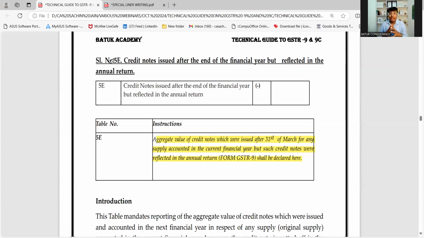Okay. Now, if there will be any credit note issued after the end of financial year, but reflected in the annual return. Suppose any credit note which you have issued after 31st March of the respective financial year. In such a scenario, the same will not be there in the financial statement, but the same is included in the GST for the adjustment of GST figure. In such a situation, there will be a difference between the turnover as per GSTR-9 and as per the books of accounts. So we just need to deduct it so that the same will be reconciled.